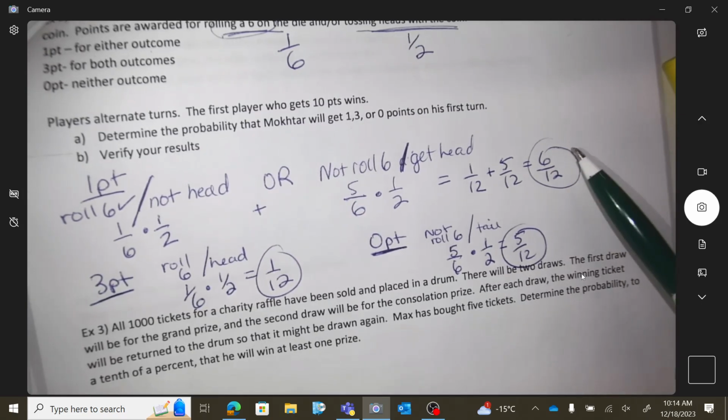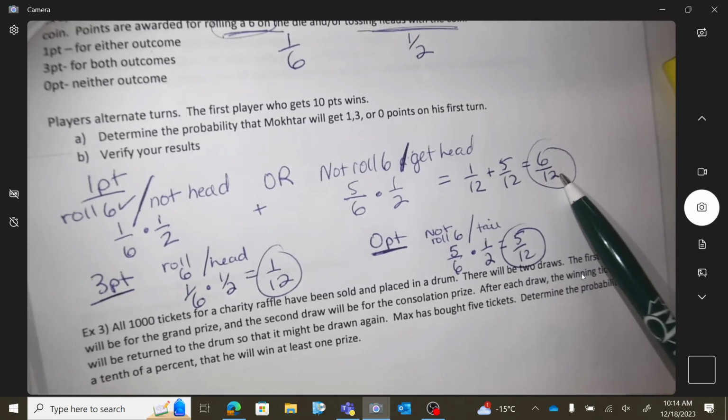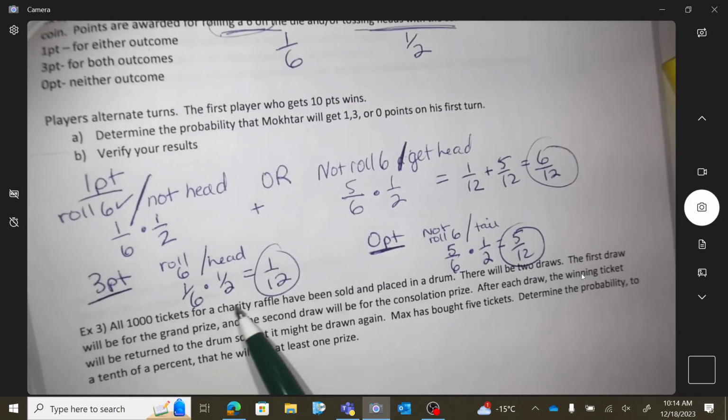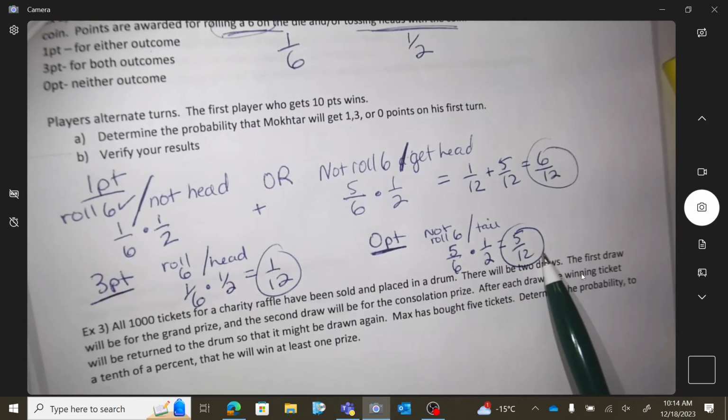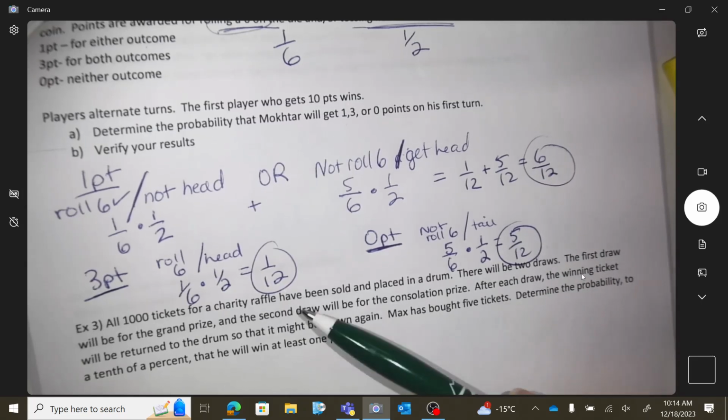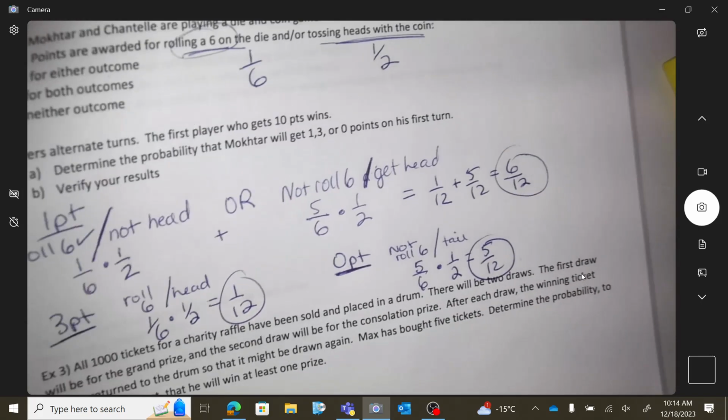Okay, so there you go. There's the odds that you're going to get one of the things and get 1 point, your chances of getting both, and then you get a 3 point, and what's your chances of getting none of them, and you're going to get a 0 point on your turn.